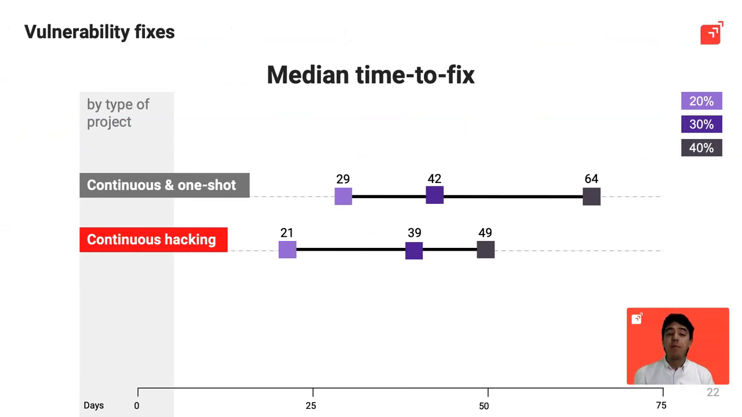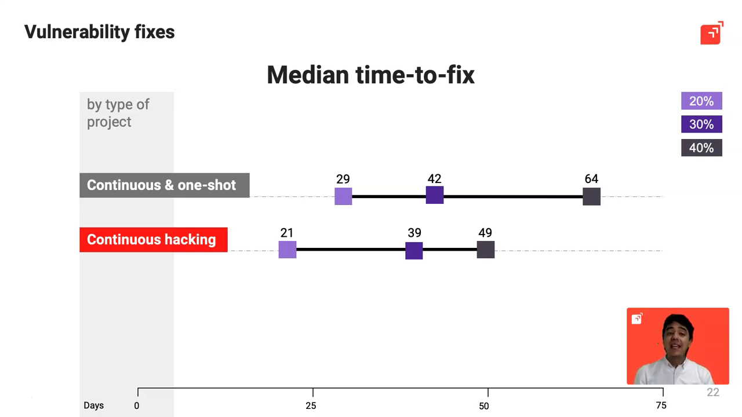First, we show a comparison between vulnerabilities coming from all projects versus flaws coming only from continuous hacking projects. The three colored squares describe thresholds of fixed vulnerabilities. Lilac is 20, purple in the middle is 30, and dark gray is 40%. We see that fixes are made faster if they come from continuous hacking projects. Reaching 20% of fixes requires 8 days less with a continuous hacking approach. Achieving 40%, 15 days less.